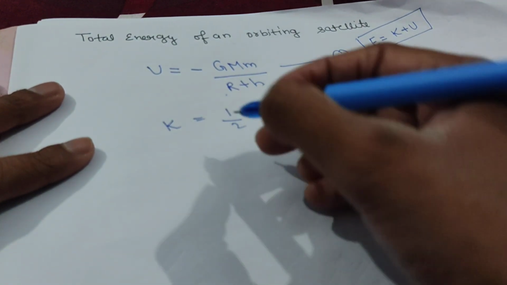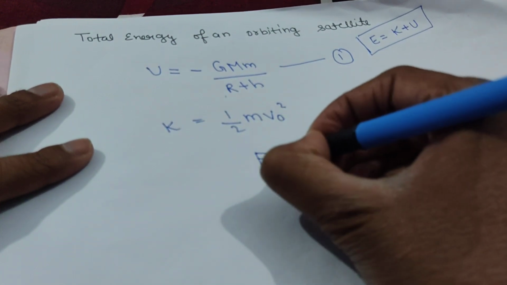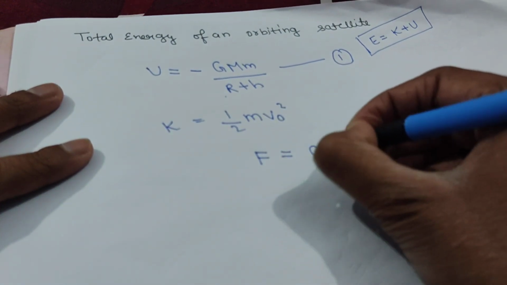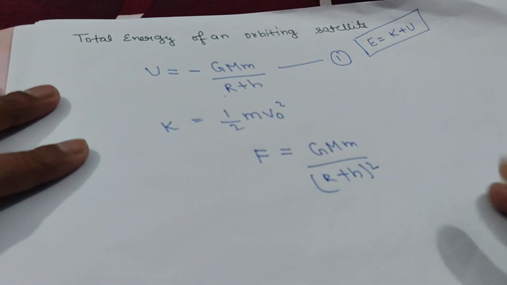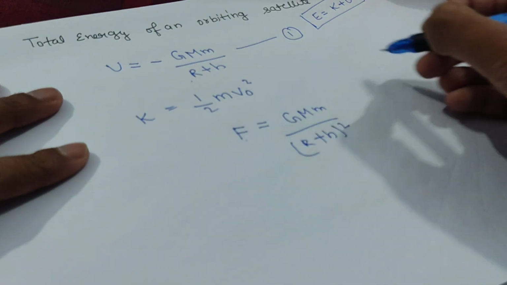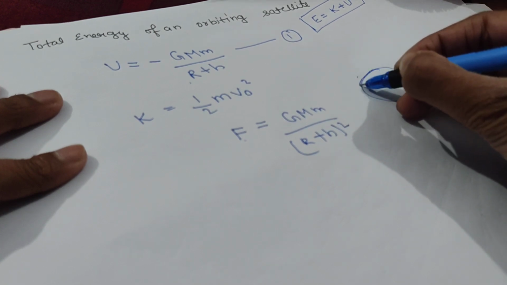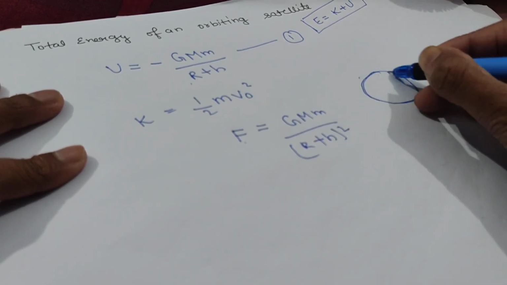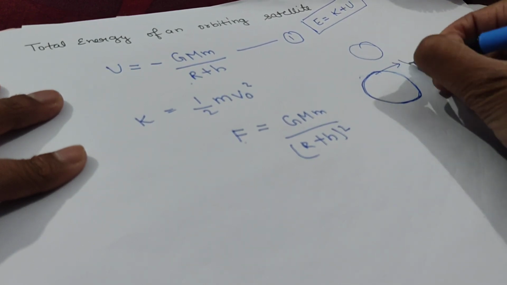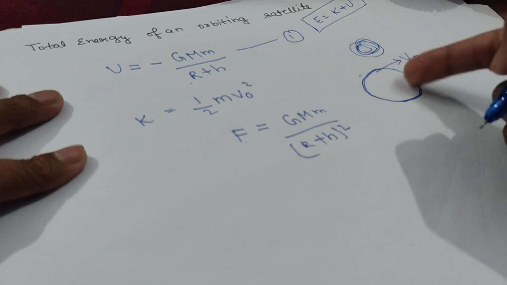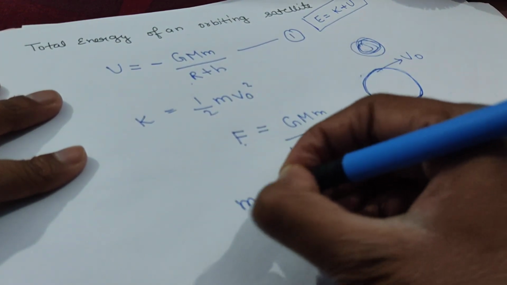Now we know the gravitational force is GMm by (r plus h) squared. The satellite is revolving in a circular path, since the Earth is a sphere, with velocity v naught. This is happening due to the centripetal force, so F is also equal to the centripetal force.